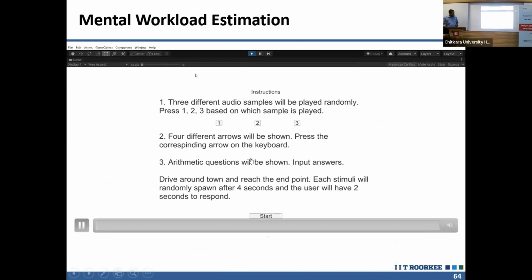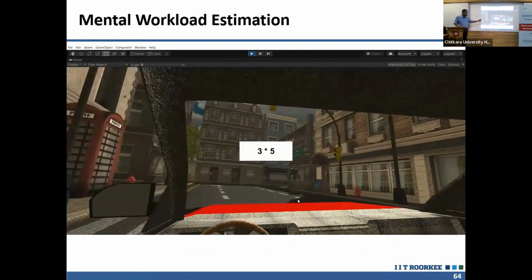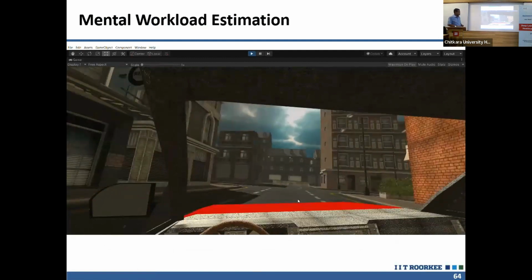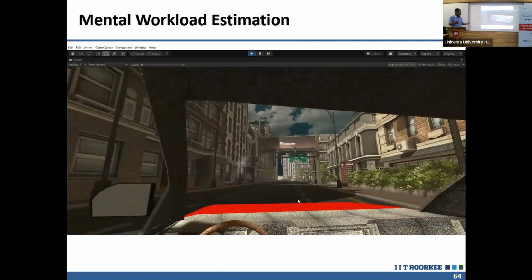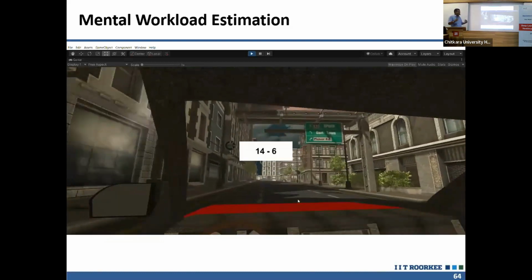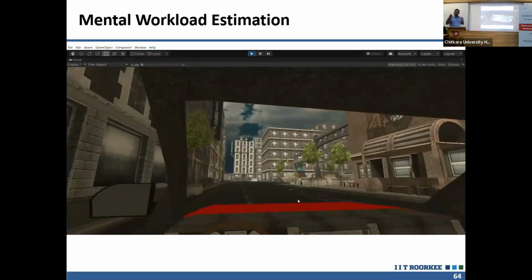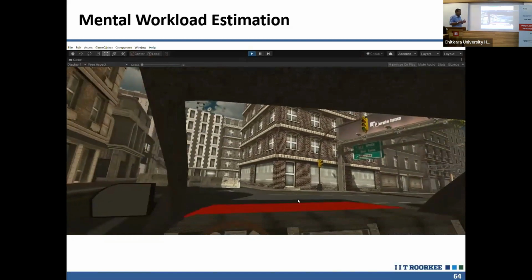Just quickly, some videos, 2 videos, to understand what actually happens. So he is driving. These are all AR VR systems we also developed, virtual reality systems. And then when he is driving, some arithmetic calculations, some different questions will come, and he has to answer them. Then we are collecting the EEG data and understanding whether he is in a low workload or high workload.